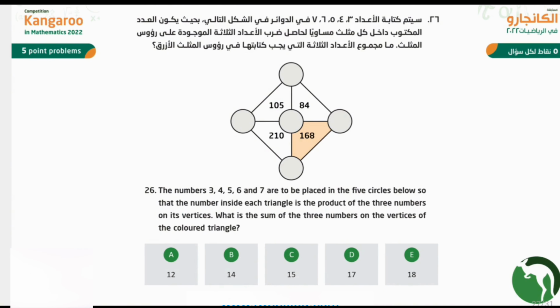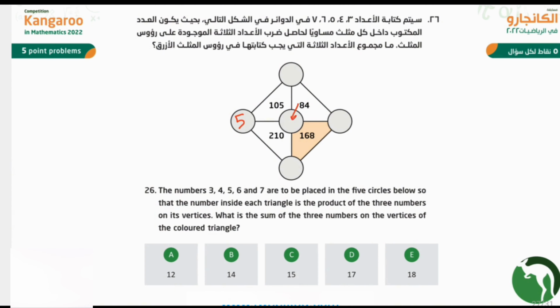Okay, to solve this question, let's look at these two numbers here. They are multiples of 5, because we know that all the multiples of 5 end with 0 or 5. So we should write 5 in a circle that is common between them. We cannot write 5 here because here we have 84 and 168. So it's not correct to write 5 here. So we will write 5 here.